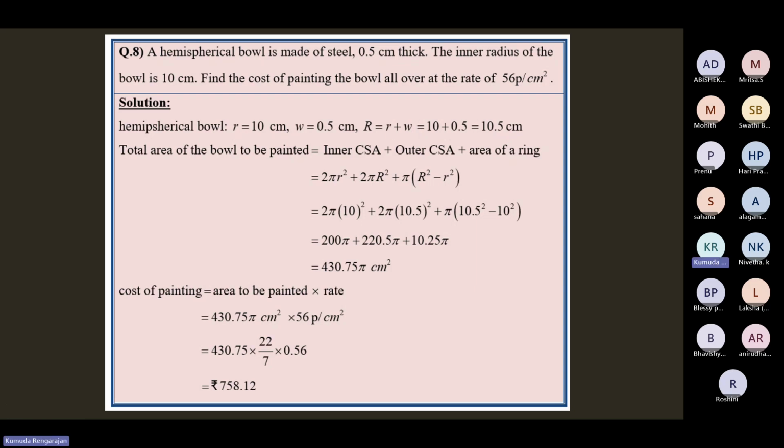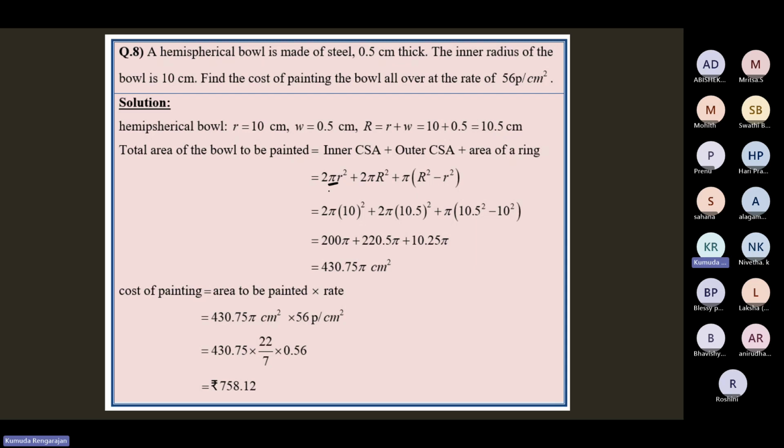So the total area of the bowl to be painted is equal to the inner CSA, 2 pi small r square, plus outer CSA, 2 pi capital R square, because for the CSA of a bowl, it is 2 pi r square, hemisphere. Ring on the top is pi times capital R square minus small r square. Now, when you substitute the values, don't substitute for pi. Don't use 22 by 7.